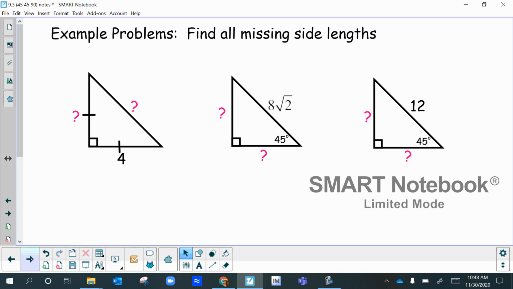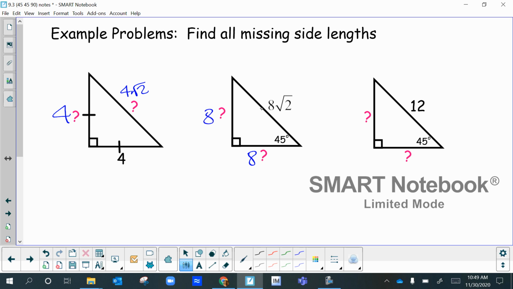So remember, you always want to ask yourself, what did they give us? And so here on this first example, they gave us a leg, and the leg is 4. Well, getting the other leg should be super easy because these are always the same. And then when it's a nice, pretty whole number, the hypotenuse is always just 4 radical 2, or whatever the leg is. This one's also pretty easy because this is in the form of radical 2. So each leg is just going to be what this coefficient is, which is 8.